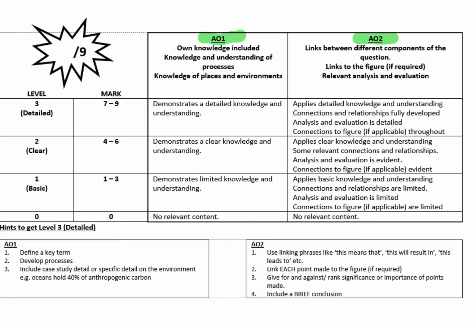If we're thinking about, well, what does a basic 9 marker look like? It means you probably understood some of the keywords. You might have thought a little bit about the question and done some analysis that isn't really backed up with anything. If we're starting to get into this clear level, we maybe have 1 or 2 pieces of case study detail that you might have done something with. There might be some evaluation, you might have talked a little bit about the figure. So really, to be detailed, it's got to be consistent and you've got to be critical.